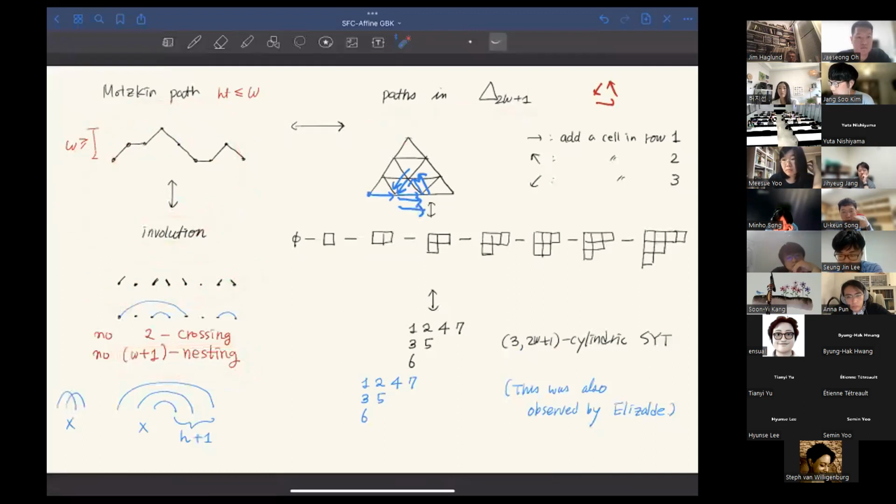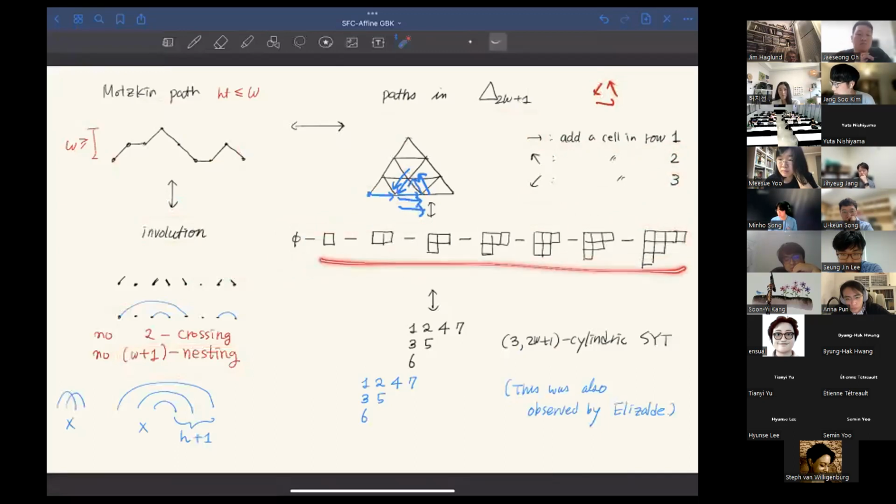And on the other side, walks in this triangular region can be turned into a sequence of partitions. Whenever you see an east step, we begin with an empty shape, and we add a cell in row 1 of the Young diagram. For this step, we add a cell in row 2, and for this step, we add a cell in row 3. For example, this lattice walk can be turned into a sequence of partitions like this.